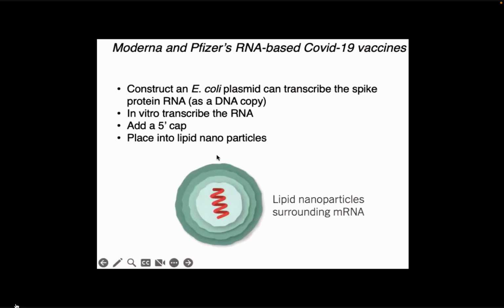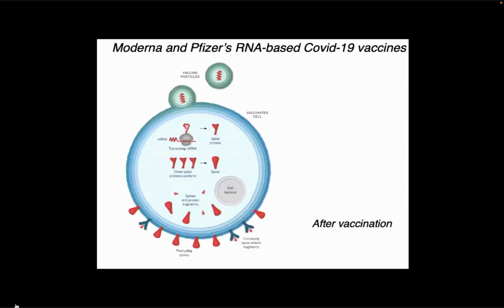Then you can put it into the lipid nanoparticle, which is part of your vaccine. The lipid nanoparticle can then fuse to a cell and release this capped RNA into your cell, and then it gets translated because it's recognized as a processed mRNA. It can then make protein, and it gets delivered to the cell surface where it can serve as an antigen, and then you make your immune response.